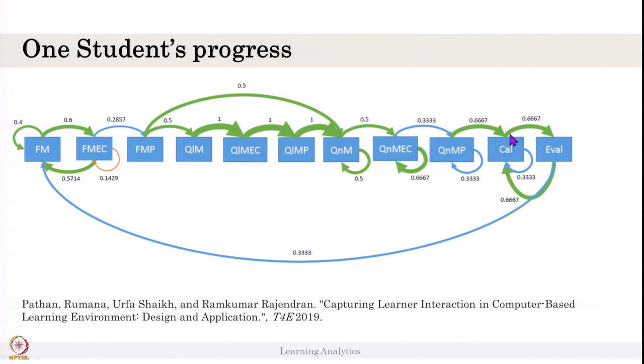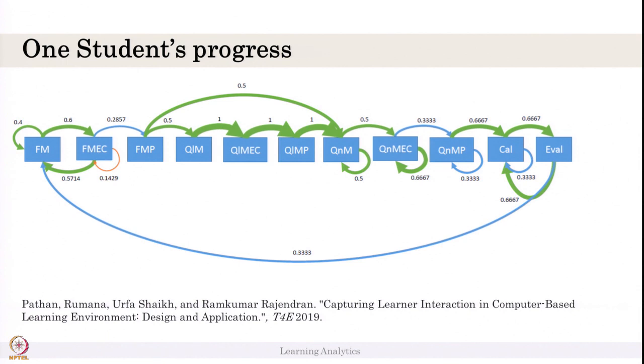And this indicates most students who are in evaluation go back to calculation, or they go back to functional model. Also, there might be a less probability, less than 0.1 probability, of going to other actions. So, this graph indicates how the students progress, or the students' interaction behavior in the system.